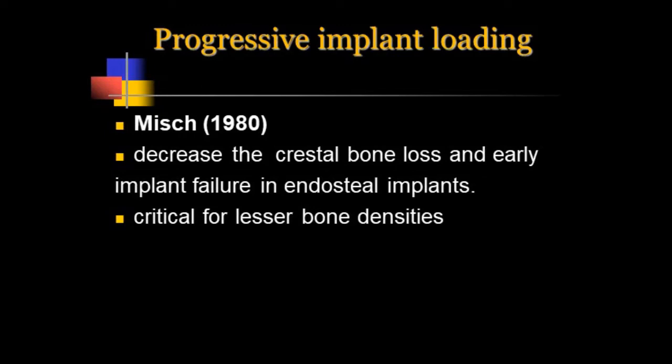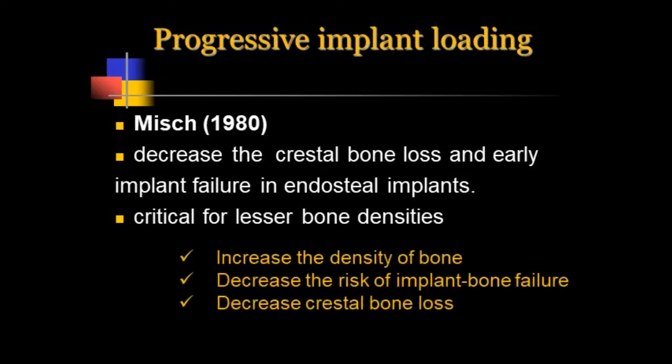So this protocol uses a transitional prosthesis made up of acrylic resin that minimally disturbs the integration of the implant bone interface during the healing phase. And the progressive bone loading protocol is more critical for lesser bone densities because they are several times weaker than those with significant cortical bone. So the ultimate aim of progressive bone loading was to increase the density of the bone, decrease the risk of implant bone interface failure, and also decrease the crestal bone loss.